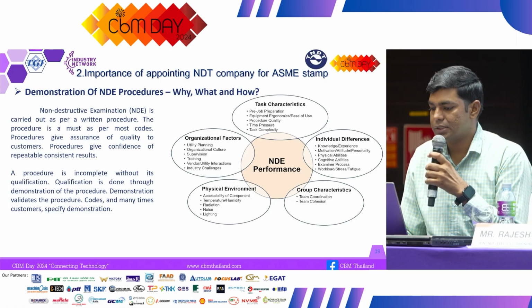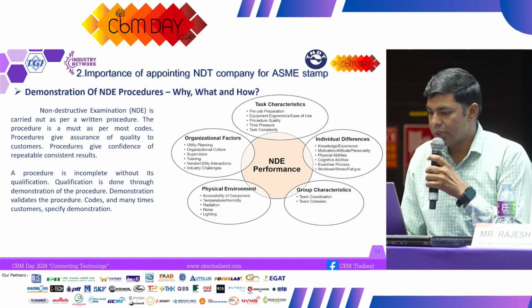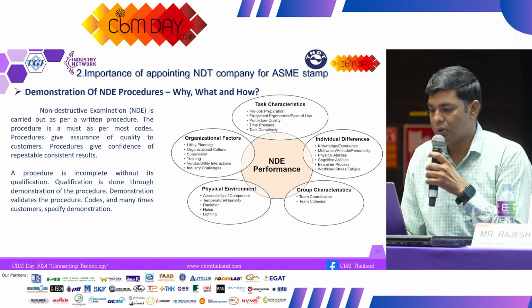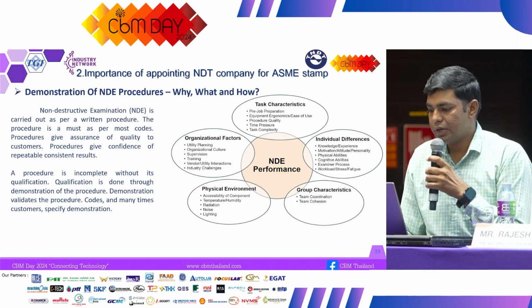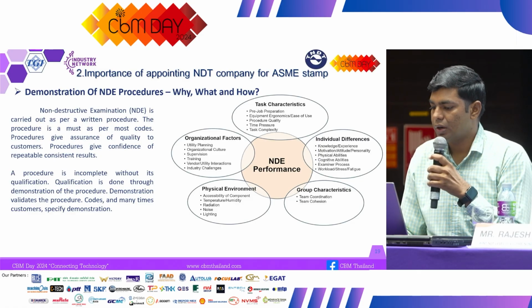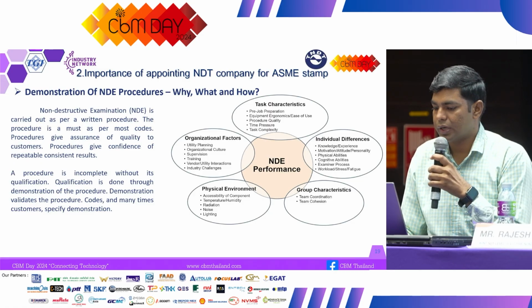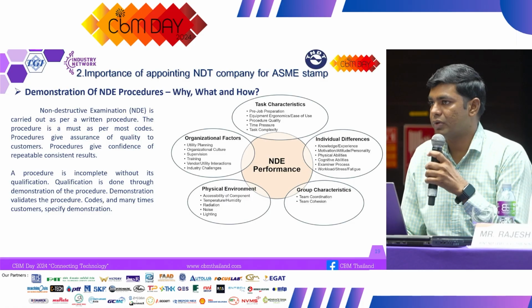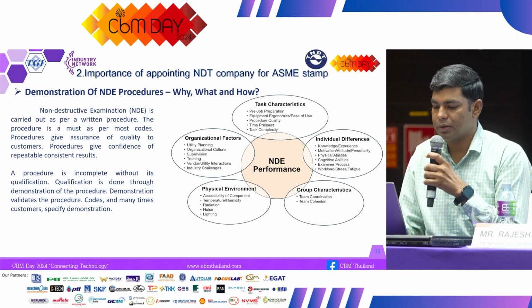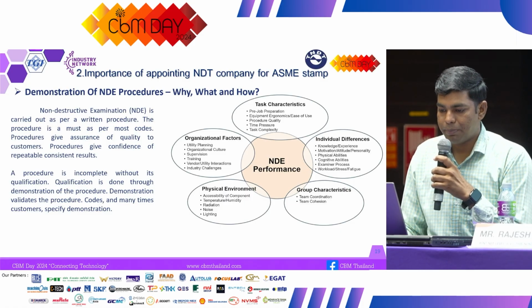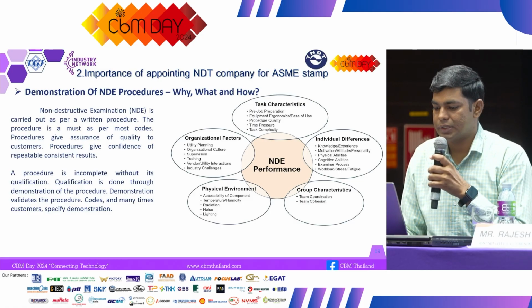Task characterization covers pre-job preparation, equipment, procedure quality, time pressure, and task complexity. Individual factors differ, such as knowledge, experience, physical ability, and the examiner process, and organizational factors, such as the organization's training. They verify all this data and detail, make sure everything is correct, and then they can qualify that person. A procedure is incomplete without qualification. Qualification is done through the demonstration of the procedure.